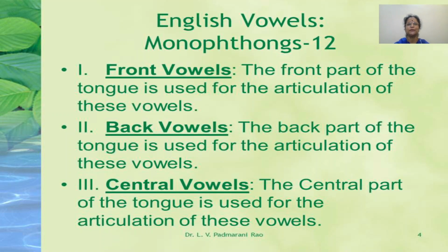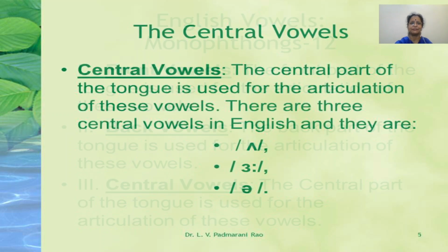Of the 12 monophthongs, depending upon the part of the tongue that is used for the production of the sound, they can be categorized into the front vowels, if the front part of the tongue is used, the central vowels, if the central part of the tongue is used, and the back vowels, if the back part of the tongue is used. There are 4 front vowels in English, 5 back vowels in English, and in this class, we shall be talking about the central vowels in English.